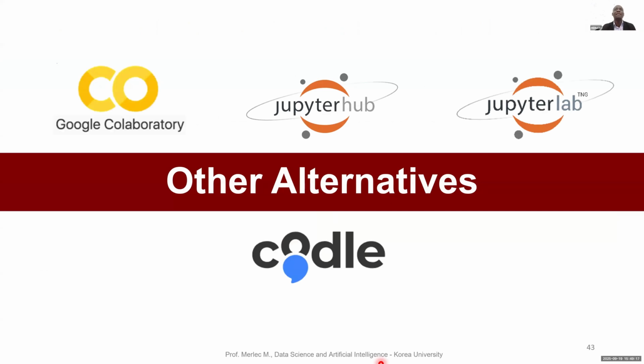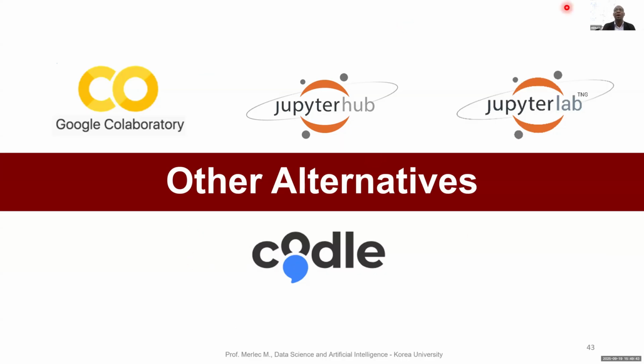So other alternatives you have are Google Colab, Google Jupyter Hub and Jupyter Lab. These are online versions. You need an internet connection to log in. But Anaconda gives you the same environment, but local. The other option we are going to use for the class assignment will be Codle.